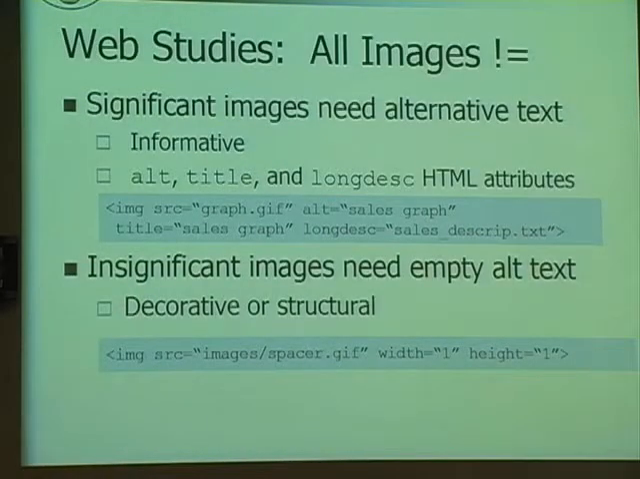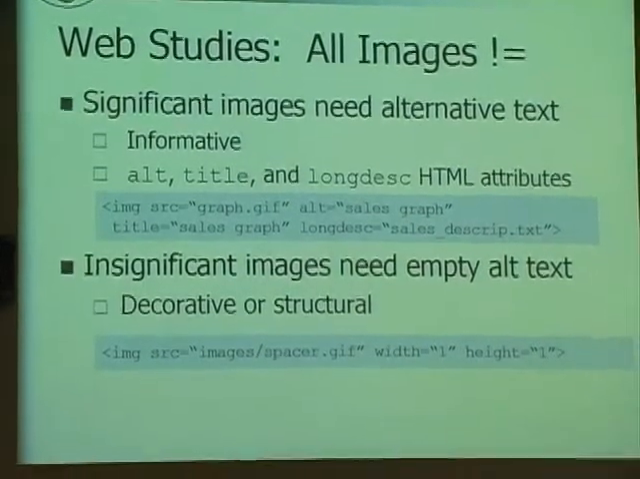So in our web studies, not all images are equal. Some images are significant. That is, they're informative. They have information in them. They have a link associated with them. So in this example here, you would hope that they would have some alternative text. For example, an image that had as its file name graph.gif, an alternative text might be "sales graph." That might be a decent one. Or it might be in the title, sales graph, or in the long description, it might have something else. So this actually is something that will be found on the web.